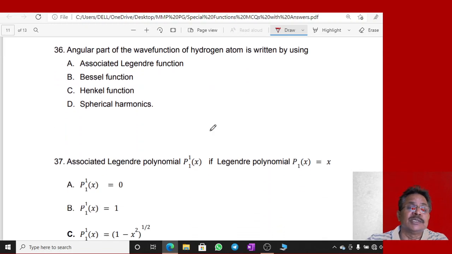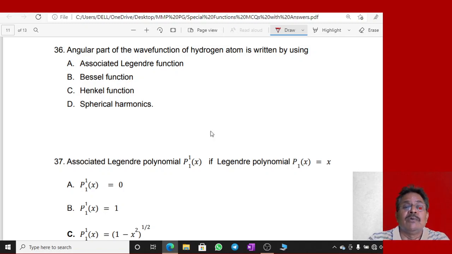Then question number 36, angular part of wave function of hydrogen atom is written by using associated Legendre function, Bessel function, Hankel function, or option D, the spherical harmonics. That is what we have already discussed in class 2, that we solve this Helmholtz equation by method of separation of variables. In that case we come across this theta and phi part equation.